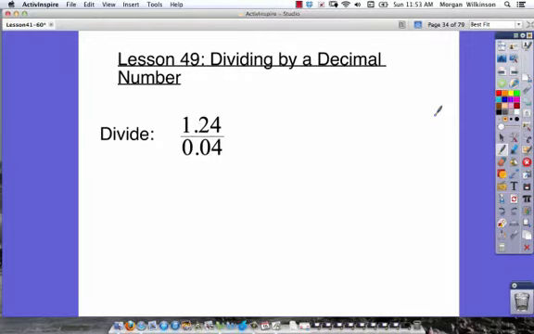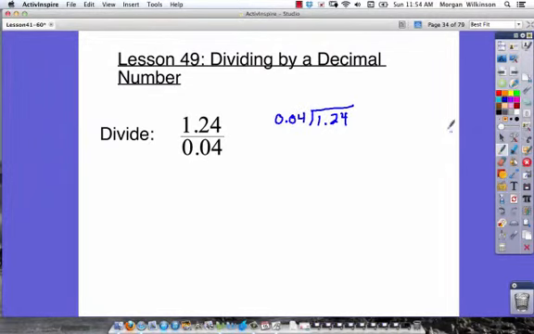Lesson 49 is about dividing by a decimal number. And you can see our first problem, we have to divide 1 and 24 hundredths divided by 4 hundredths. Remember, a fraction bar can mean a fraction, and it can also mean to divide. So, we're going to have 1.24 as our dividend. It's in the box. And 0.04, it's our divisor. It's out of the box.